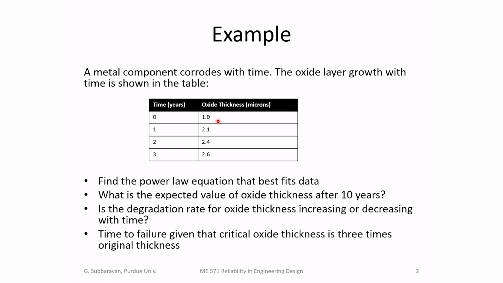This is typical of reliability modeling. We will have experimental observation, and we would want to fit a model to this sort of experimental observation, and extract parameters to describe this degradation process. So the first question is, find the power law equation that best fits the data. What is the expected value of oxide thickness after 10 years? We have data for 3 years, and we want to predict out to 10 years. This is also typical in reliability modeling. We would use a mathematical model to predict what would happen in future.